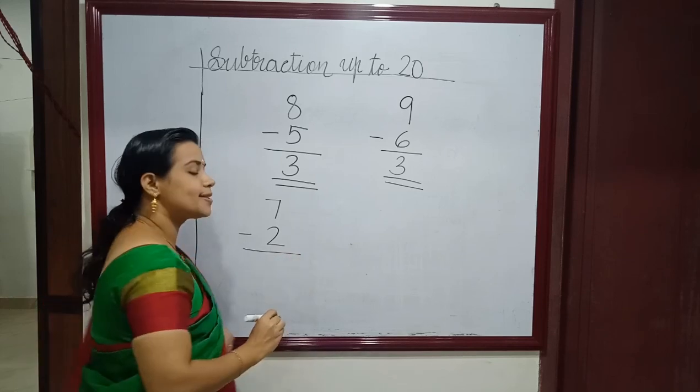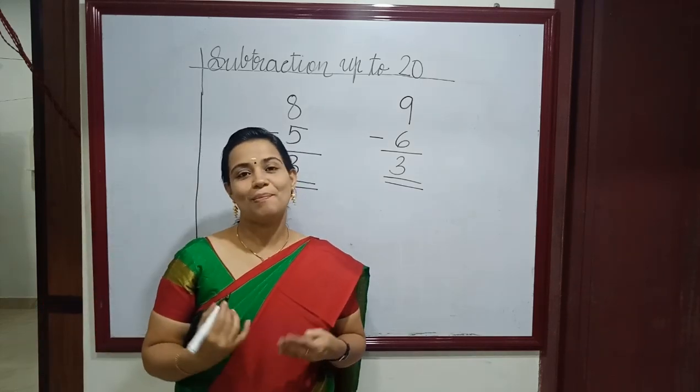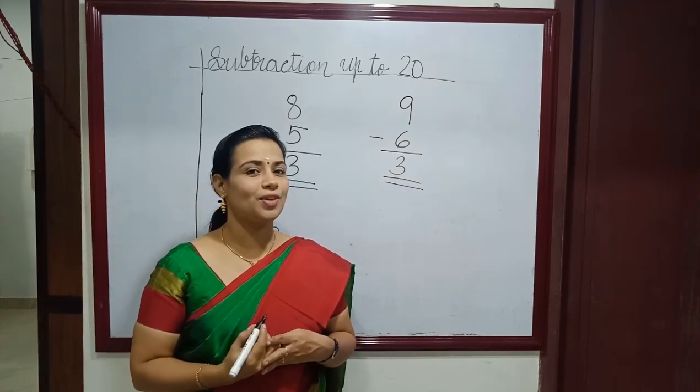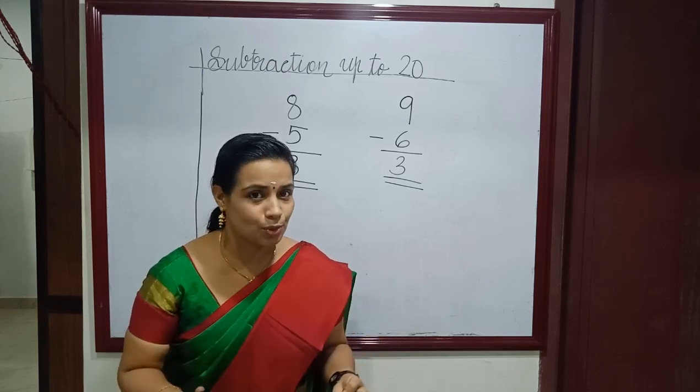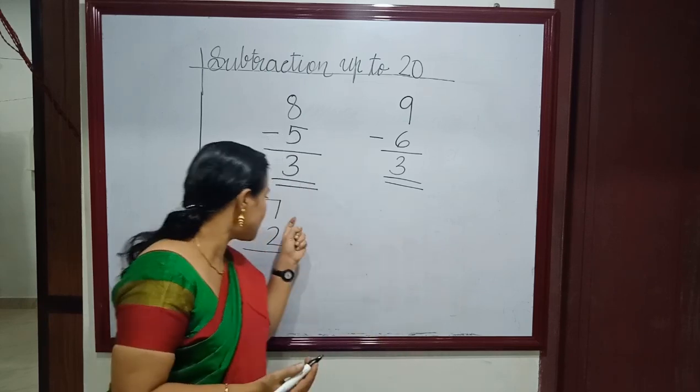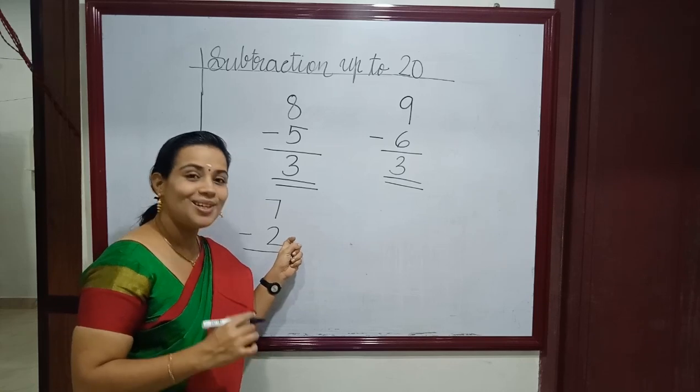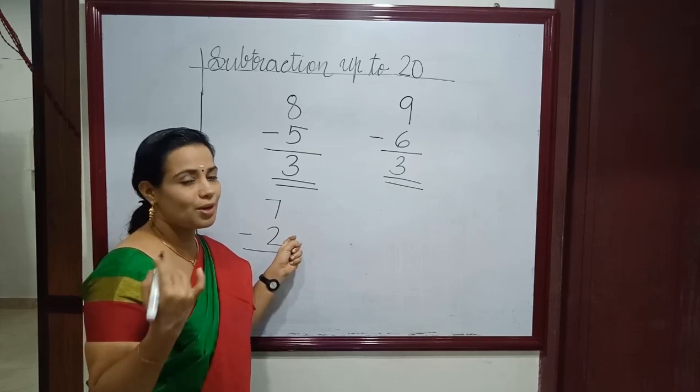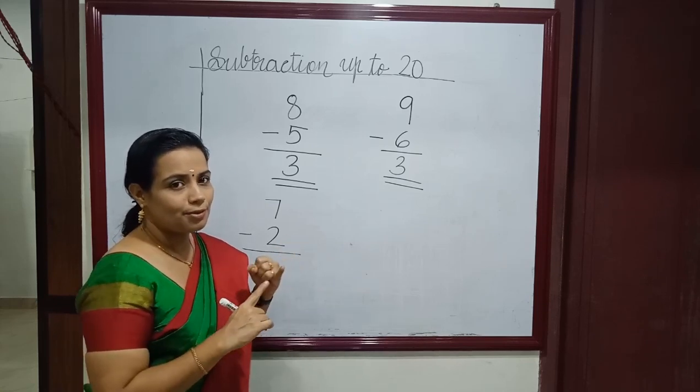7 minus 2. So what do we do? Count after 2 up to 7.